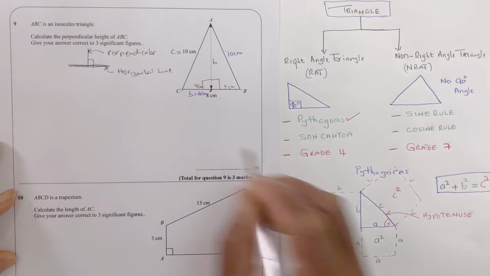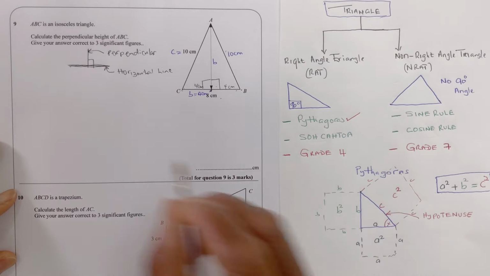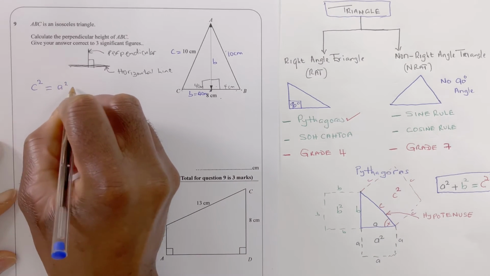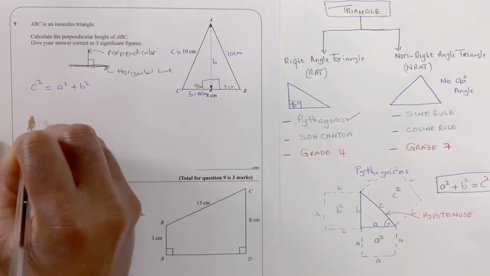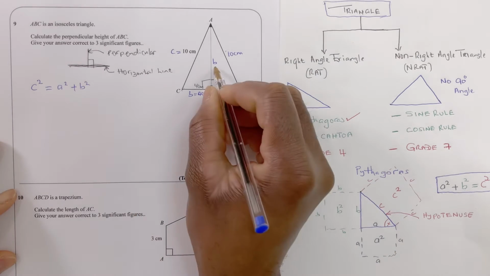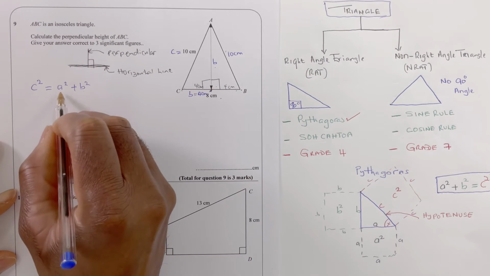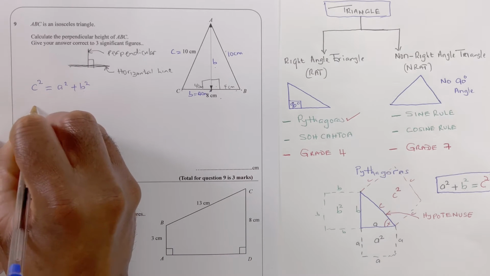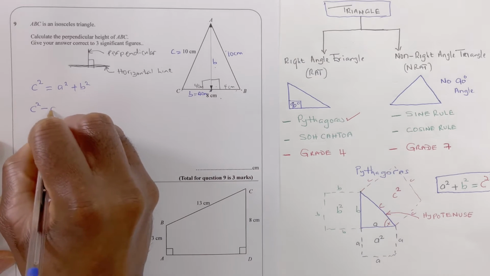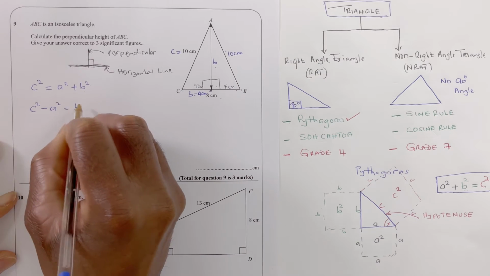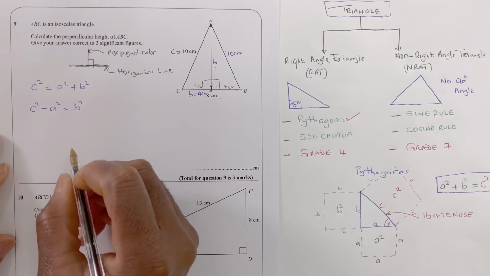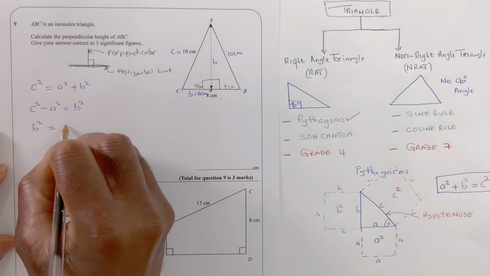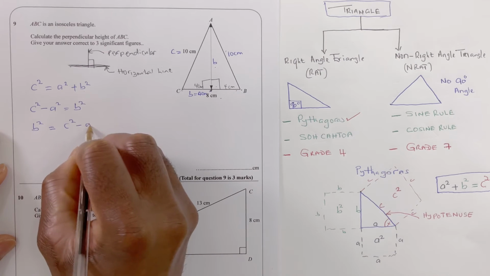We can apply the Pythagoras equation. C squared equals A squared plus B squared. I'm looking for B, so I need to move this to the other side. It will become minus, so C squared minus A squared equals B squared, right? So let's write it properly. B squared equals C squared minus A squared.